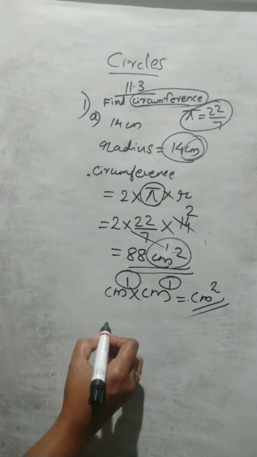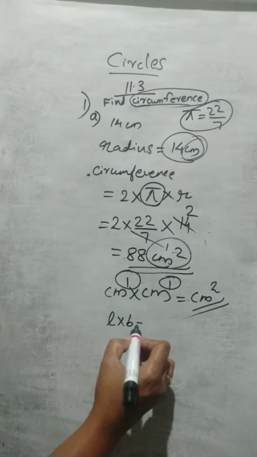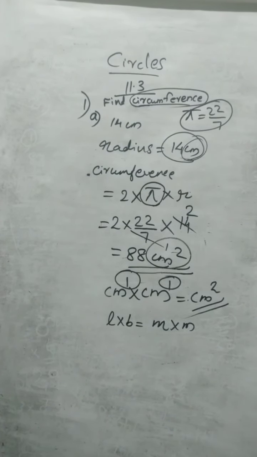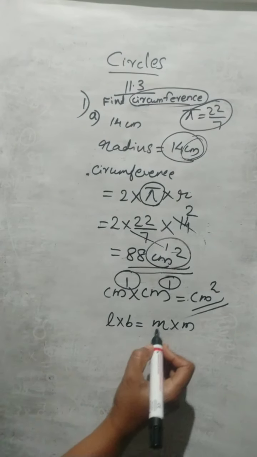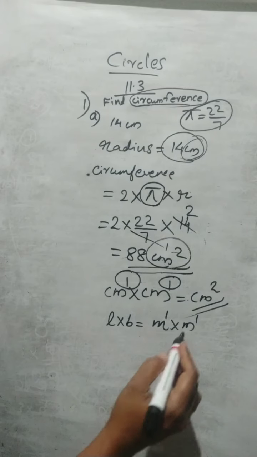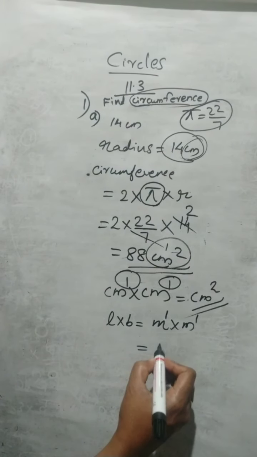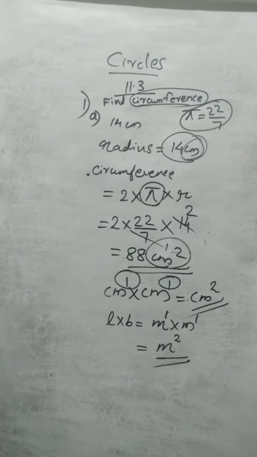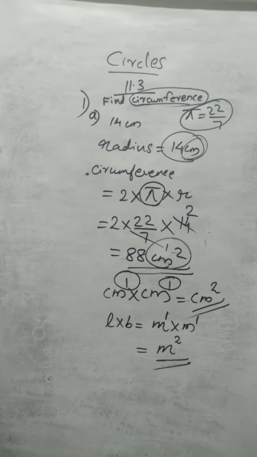Clear? In case of length times breadth, we will get meter times meter or centimeter times centimeter or anyway. That is, the power will be m raised to 1 and m raised to 1 here. So, m raised to 1 plus 1 is equal to 2 is the answer. So, we will get m squared. That way we can write the unit as squared.